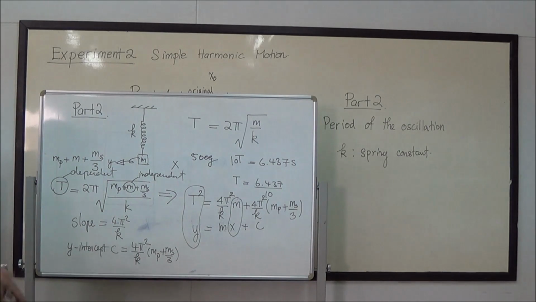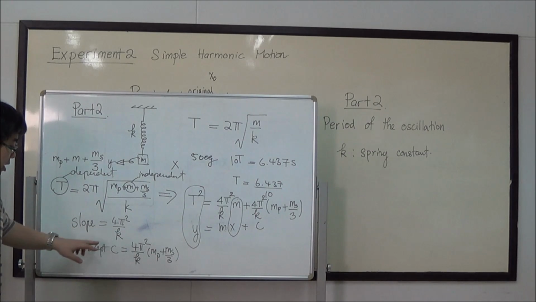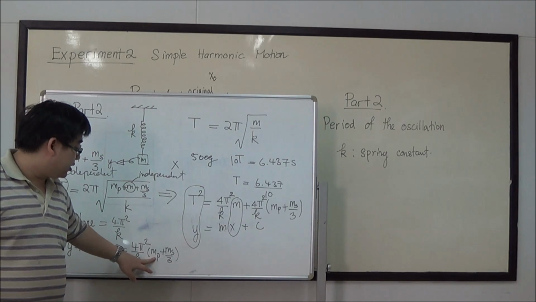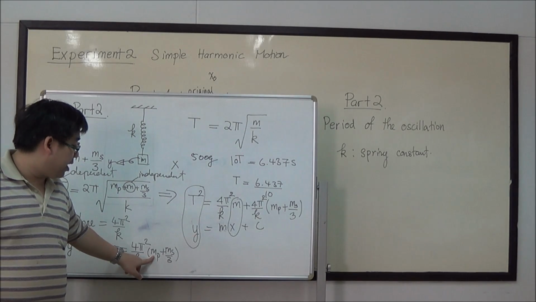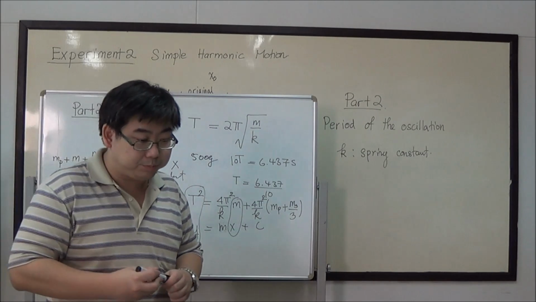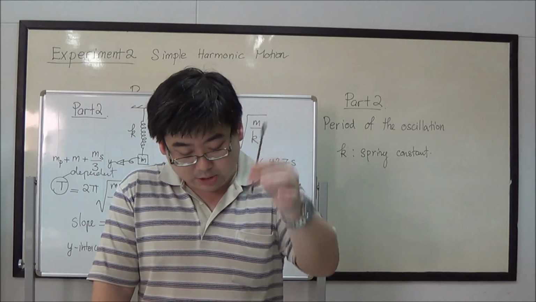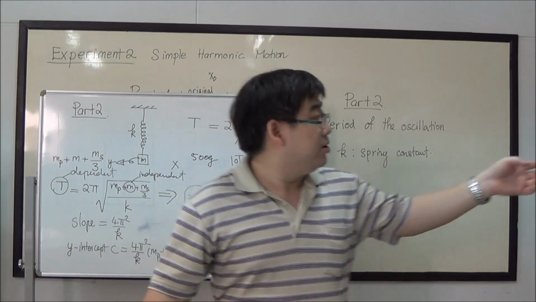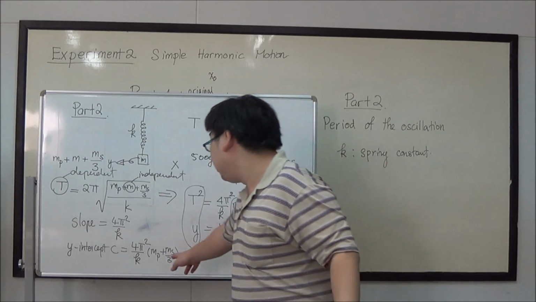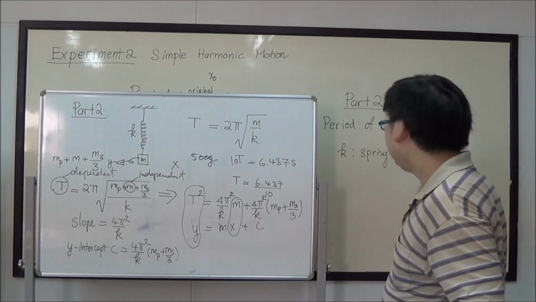So you see that we can use the slope to calculate the spring constant. And from the y-intercept, we can calculate the sum of the mass of the placeholder and the mass of the spring divided by 3. So basically you can measure the mass of this placeholder here, you can measure the mass of this spring here, and you can compare these two values to the value that you've got from the y-intercept.